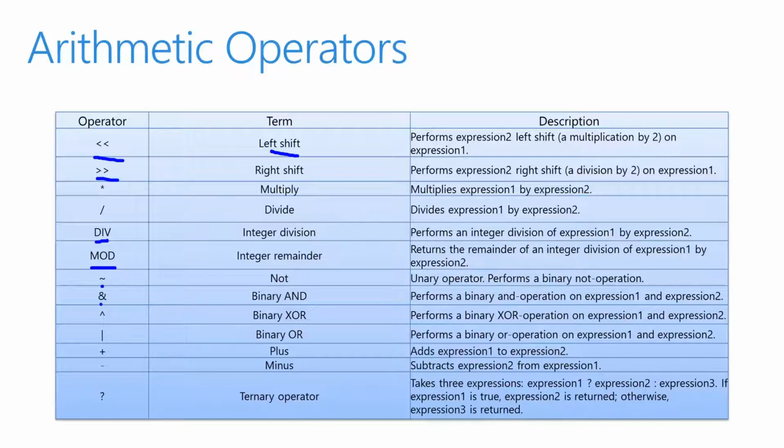Then we next have the ampersand, which is also binary and. So that performs a binary and operation on two expressions. Likewise, we then have the caret, which is the binary XOR operation, and the single bar will represent the binary OR operation that performs a binary OR between the two expressions. And then the single bar is usually located under the backspace key on most keyboards.